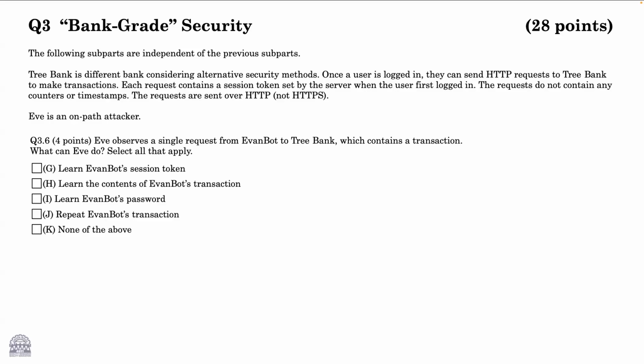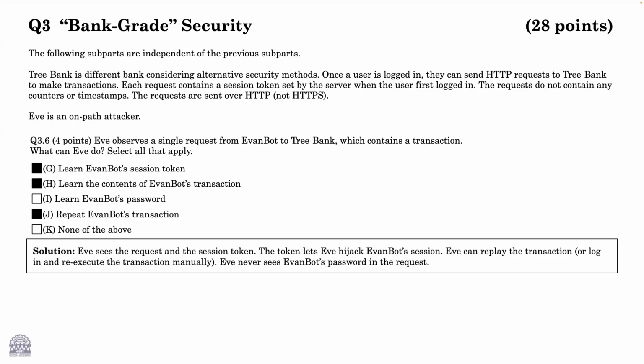Yeah, so basically the whole point of what Eve can do here is that they will be able to see the request as it's going through. So because of that, within the request, we'll have the session token as well as the contents of the transaction. So they'll be able to learn that. But they won't be able to learn the password because that won't be attached within the request. They'll also be able to repeat Evan bot's transaction because they saw the whole request and they can just send it again.